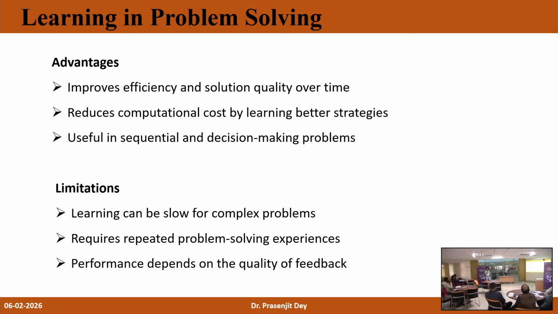What are the drawbacks? Learning can be slow for complex problems. Like if the maze from which the robot needs to come out is simple, like there are only 4-5 directions, it will be easy. If the maze is very complex, in that case it is very difficult for the robot to come out. So based on the complexity of the problem, the solution becomes a lot more difficult. It requires repeated problem solving experience.